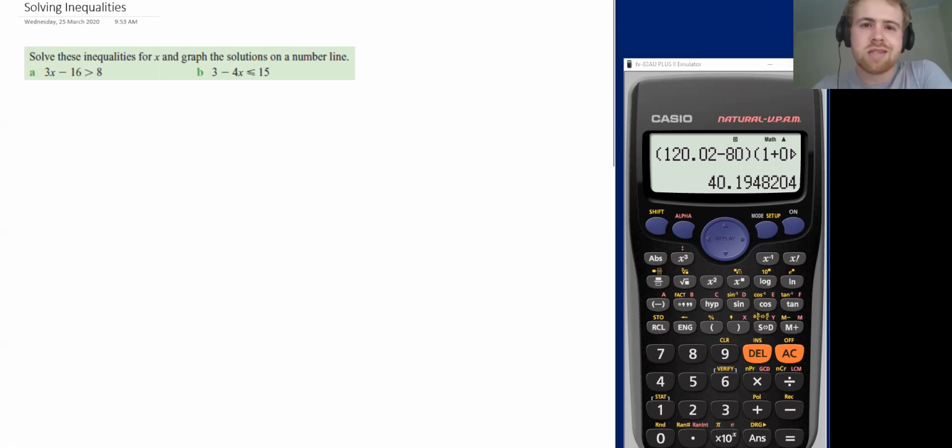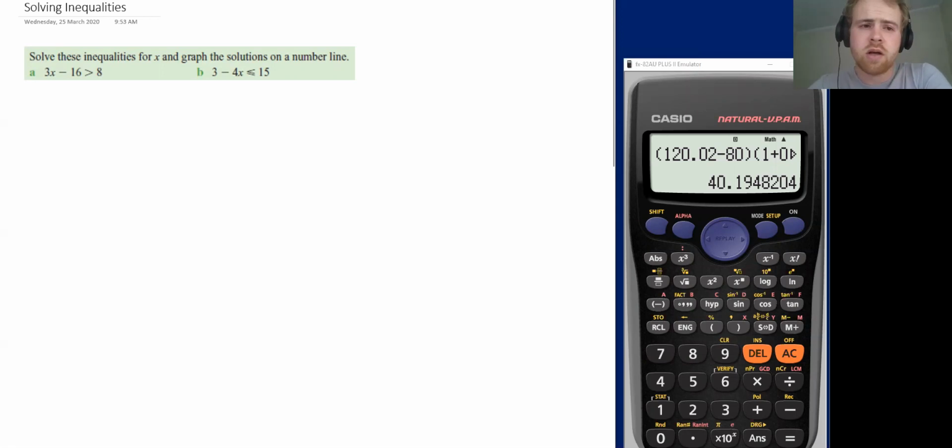Today we're going to be looking at solving inequalities. We're going to be doing this systematically, similar to a way that you've learned to solve equations. Okay, so for these first examples here, solve these inequalities for x and graph the solutions on a number line.